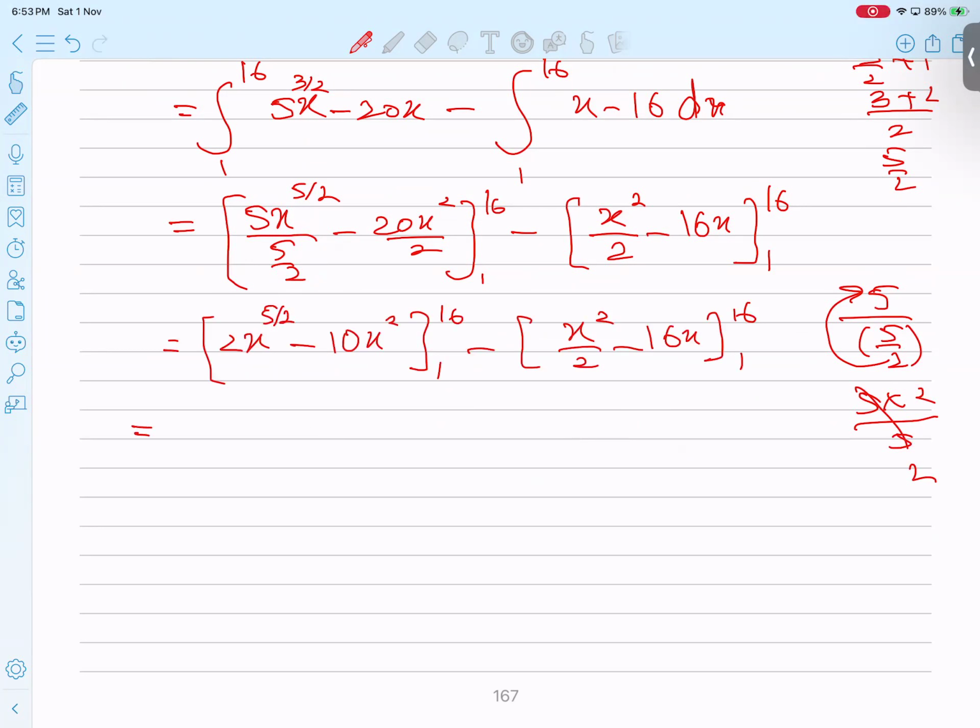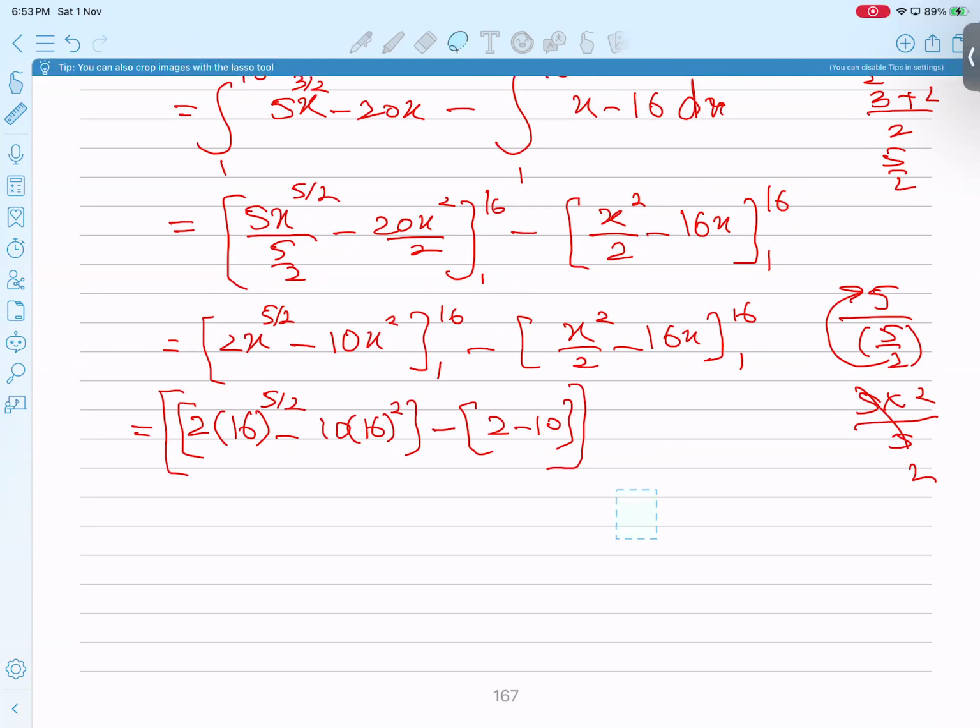Now I'm applying the limits. First I apply 16: 2 times 16 to the power 5 by 2 minus 10 times 16 to the power 2. Upper limit done. Minus, when I plug in 1 at each place, I get 2 minus 10. I hope this part is very clear. So this is my answer for the first part.